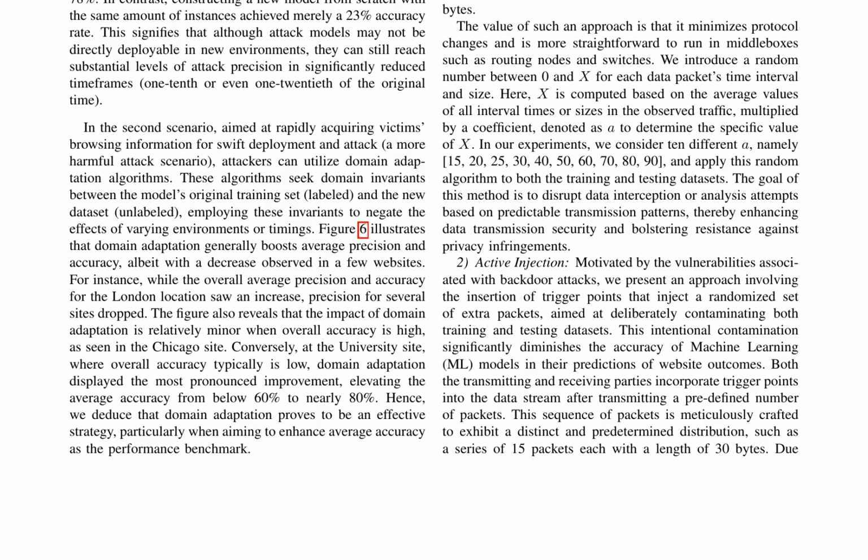Inflation adds a randomized extra delay and bytes to existing traffic, while active injection inserts a randomized set of extra packets into the data stream. Both methods significantly reduce the model's accuracy, with inflation requiring an average of 50x delay and data size to reach a 5% accuracy, and active injection dropping the website identification accuracy to 6% with a trigger size of 35 packets.